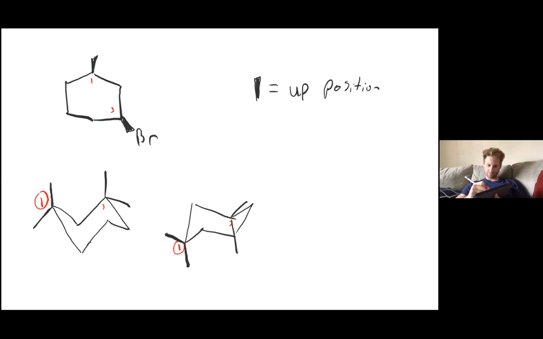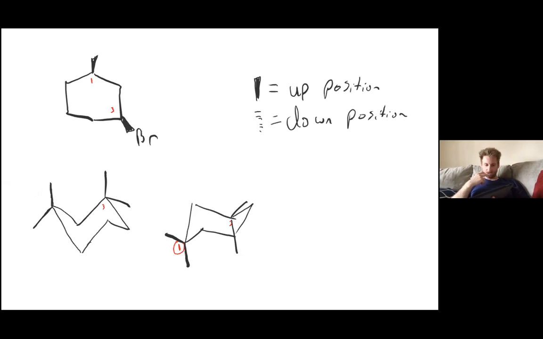You have a dash, this is down. That doesn't mean that it's axial or equatorial. It literally means that if I look at, so let's take carbon 1, for example, here.